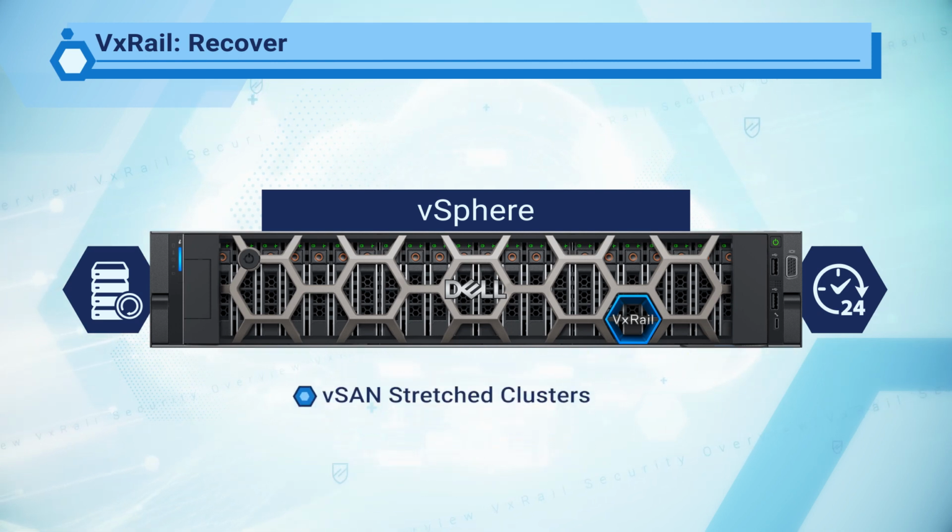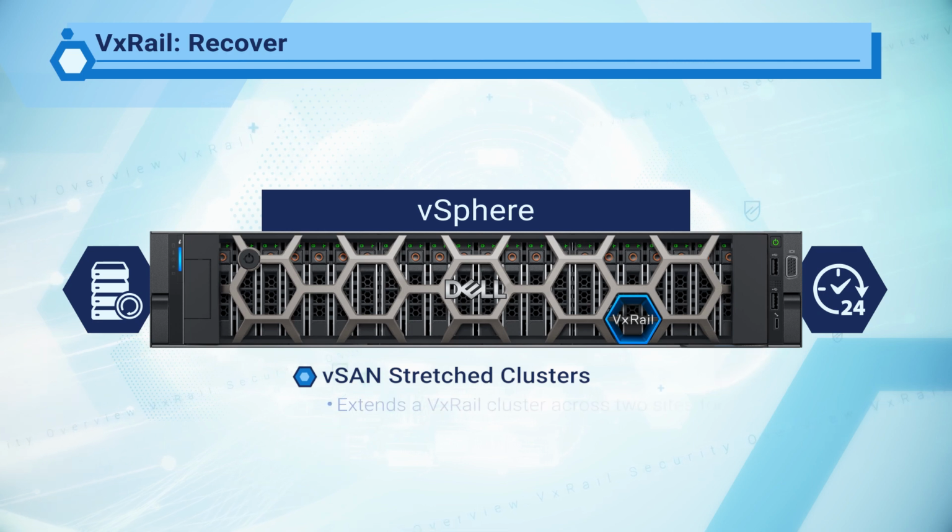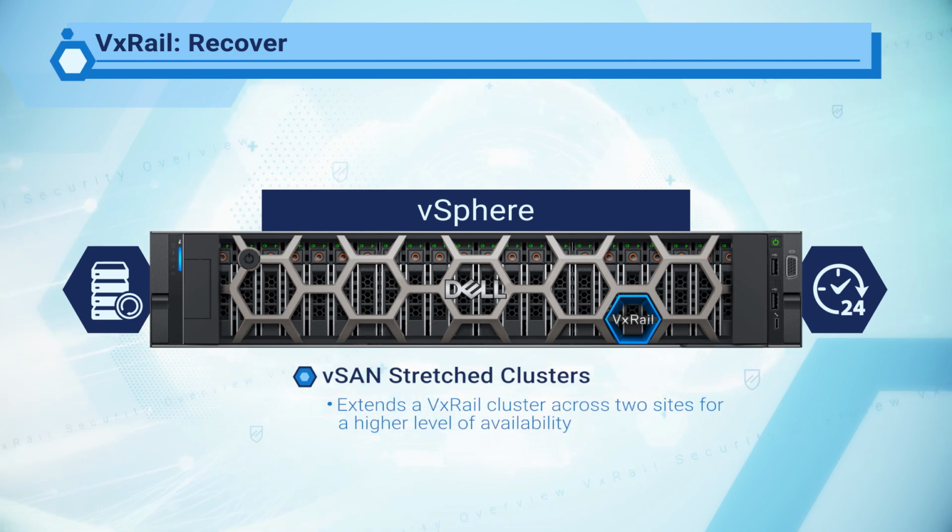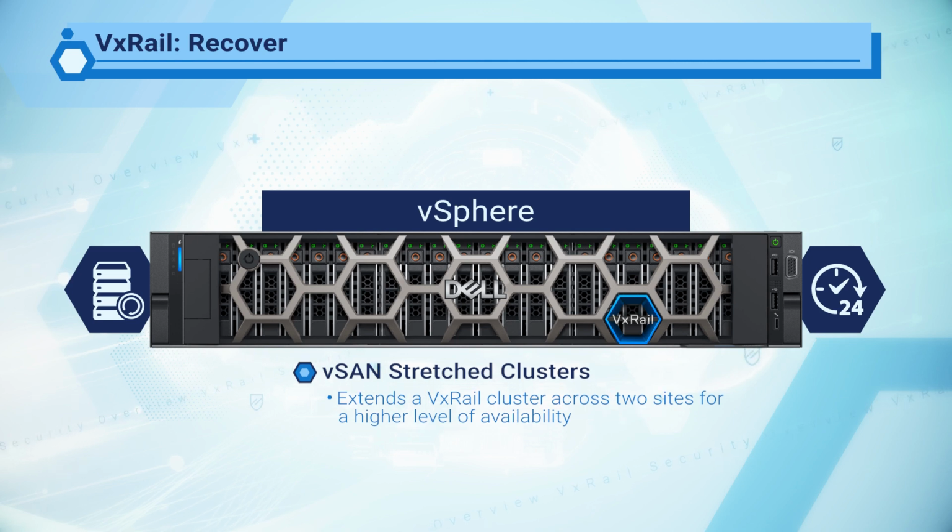vSAN Stretched Cluster extends a VxRail cluster across 2 sites for a higher level of availability. Only a single instance of a VM exists. However, complete copies of its data are maintained at both sites. If the current site on which the VM is running becomes unavailable, the VM will continue to run at the other site.